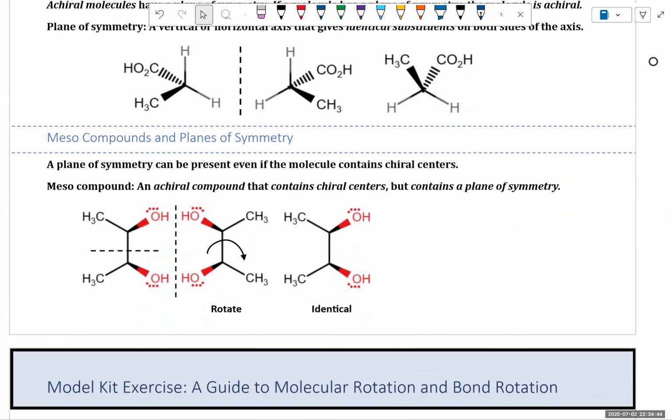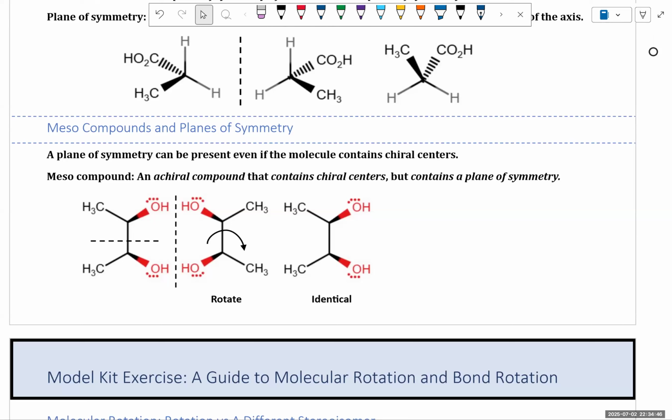Let's bring up another topic. Meso compounds are pretty interesting in that meso compounds contain a chiral center, but they also contain a clear axis or plane of symmetry. Meso compounds are achiral. The key way that we can show that meso compounds are achiral is the fact that meso compounds are in fact superimposable with their mirror image.